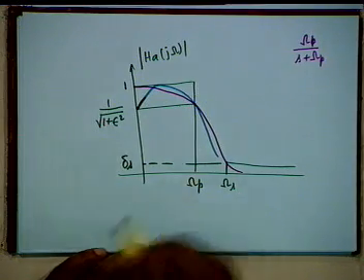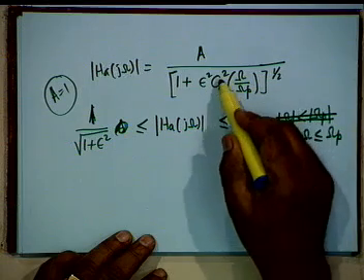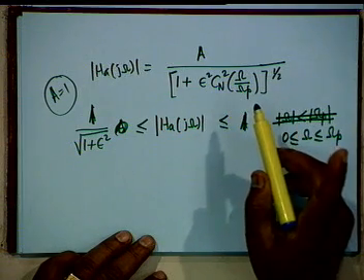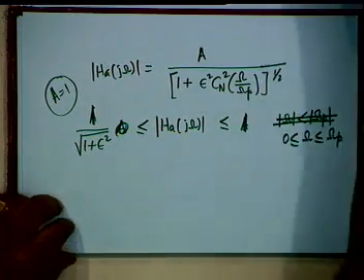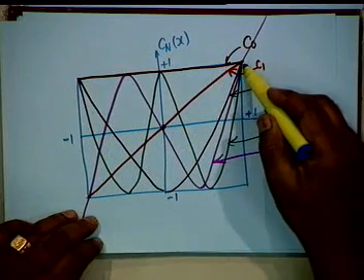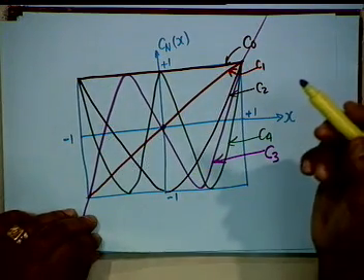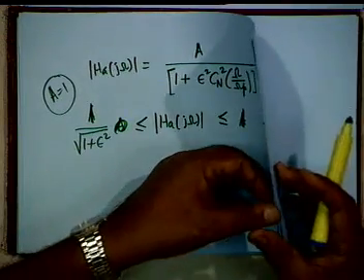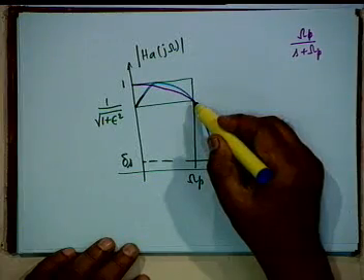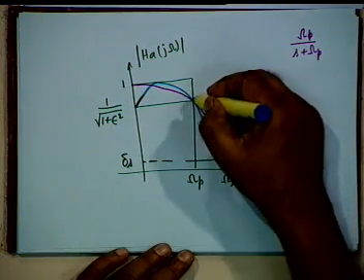You notice that at omega equal to omega p, C_N squared of 1 is always 1. Shall we go back to the, okay? C_N of 1 can be either plus 1 or minus 1, but C_N squared of 1 is always plus 1, and therefore irrespective of the order, all characteristics must pass through this point, exactly like Butterworth filters. This is the edge of the pass band, they must pass through this point.